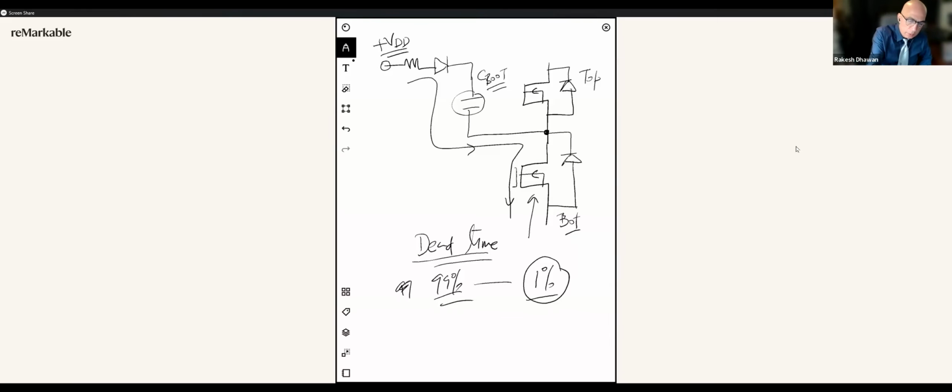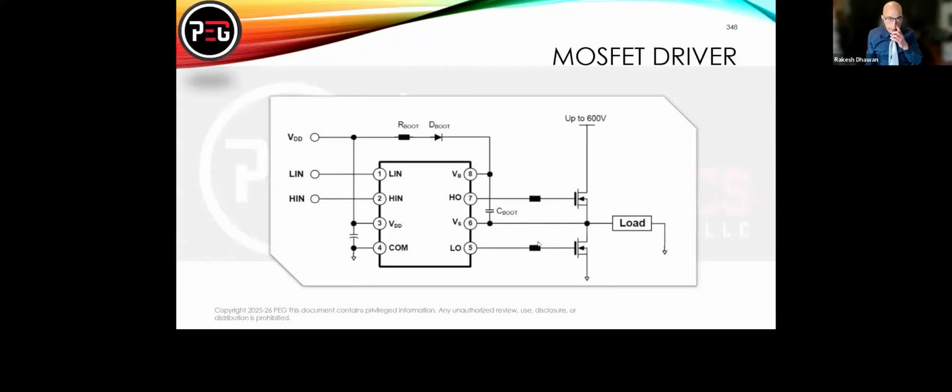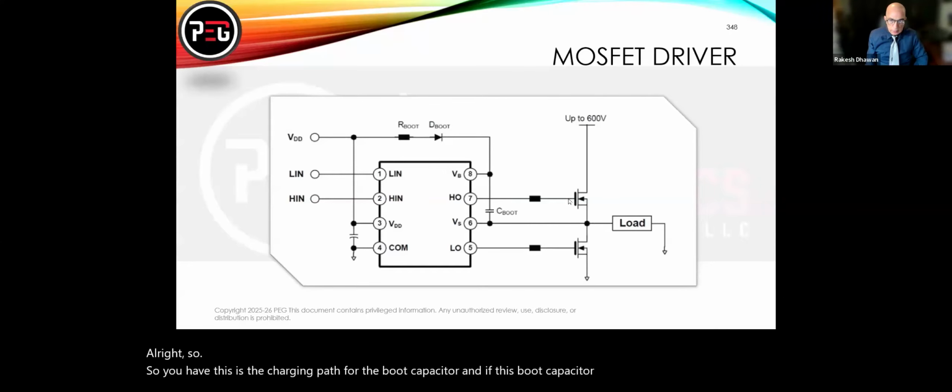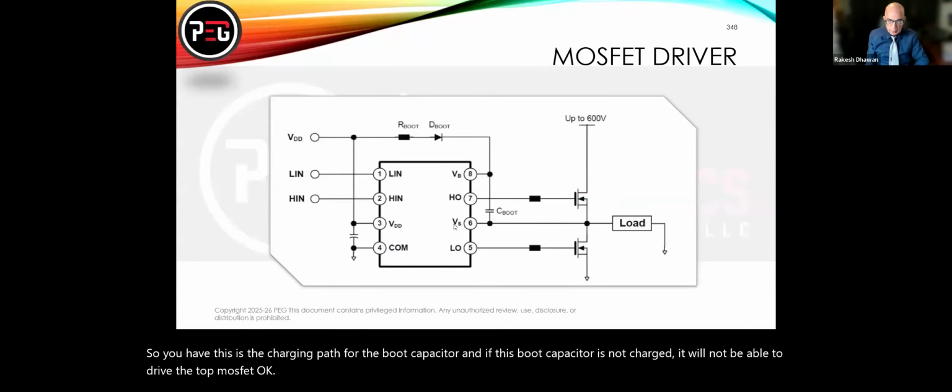So it's important to monitor your voltage between these two points. That's a very good point, Konstantinos. Thank you for bringing that up. Any questions? Is it clear? All right, let's go back to the PowerPoint. This is the charging path for the boot capacitor. If this boot capacitor is not charged, it will not be able to drive the top MOSFET. Something to keep in mind.